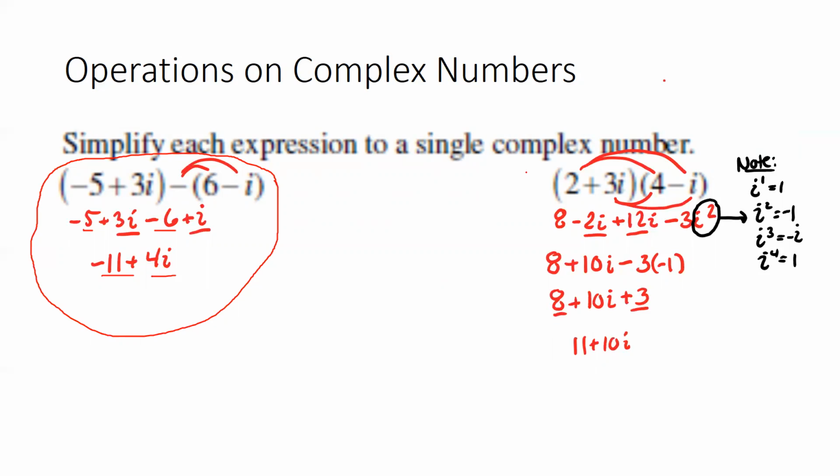Now for this one here, there's a little bit more going on. So let me just go ahead and skip past the note for now. So we use FOIL, right? So we do 2 times 4, that's how we get the 8. And then negative 2i plus 12i minus 3i squared.